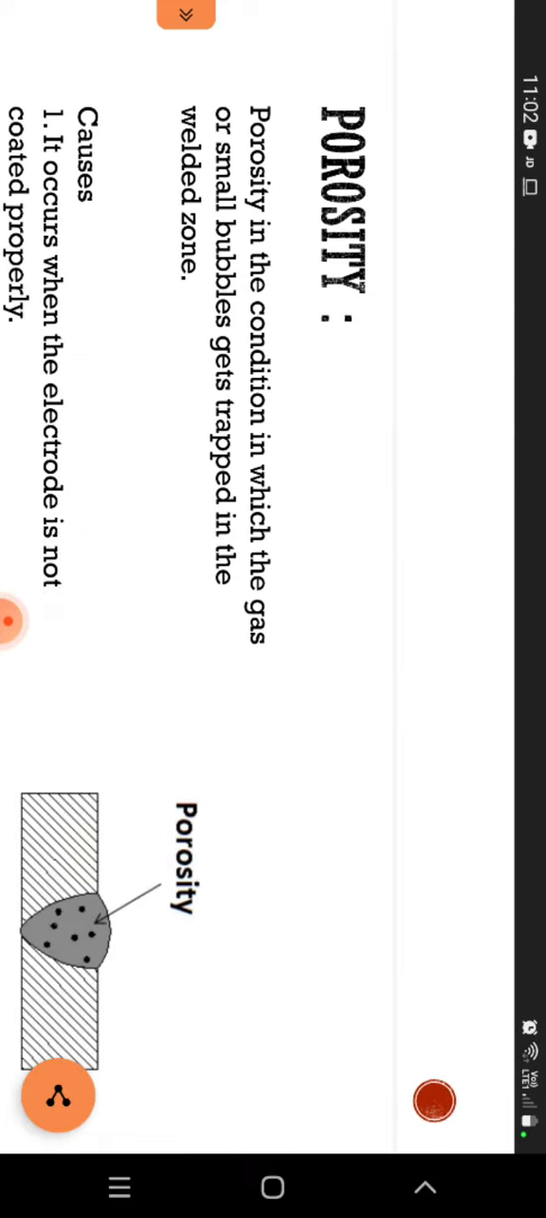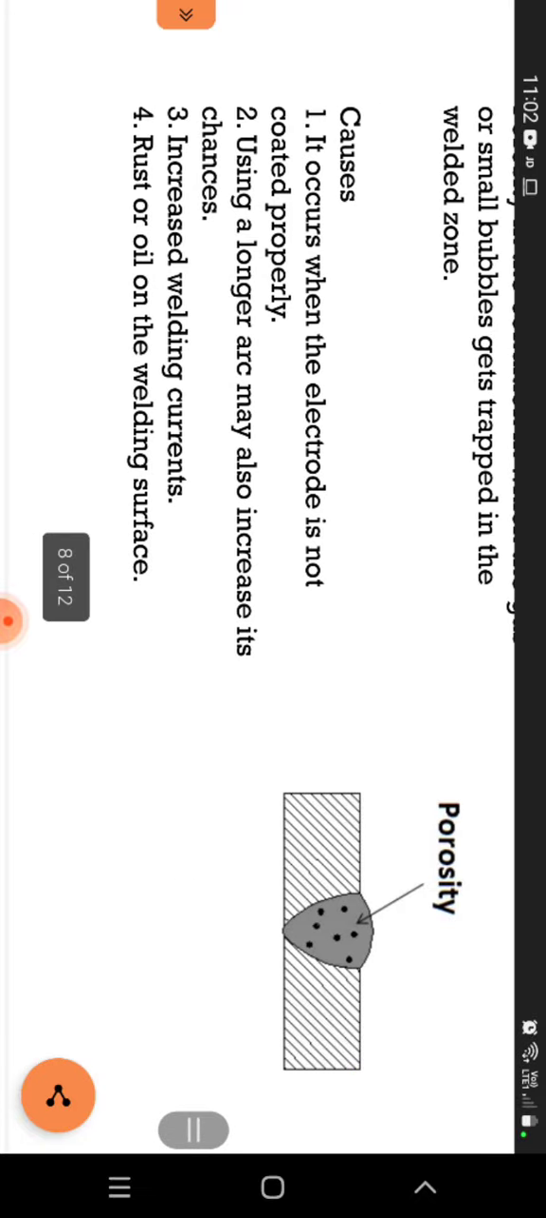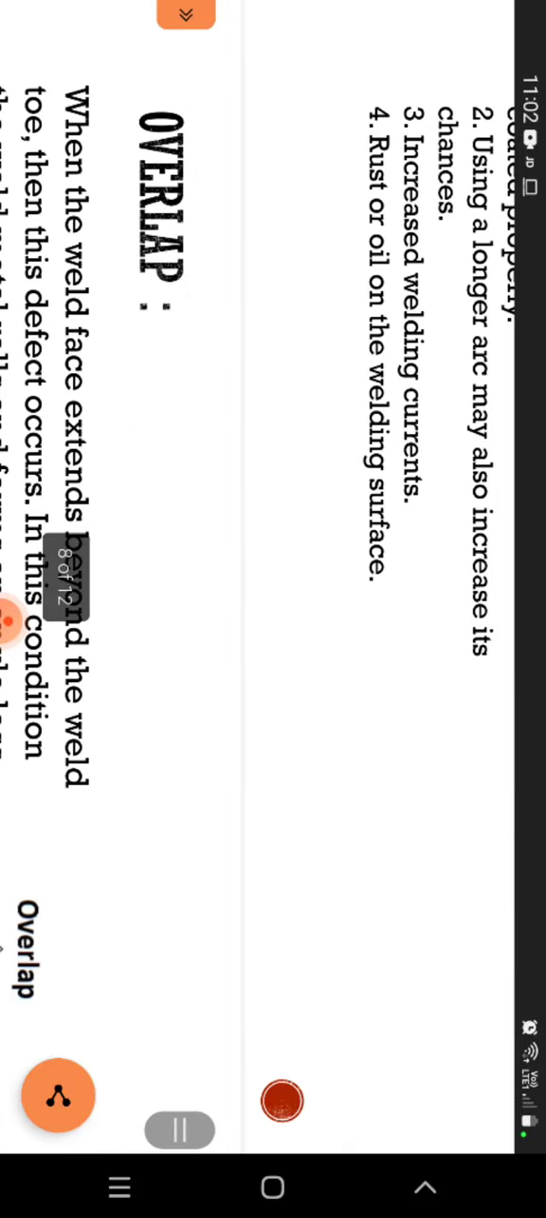Porosity is a condition in which gases or small bubbles get trapped in the weld zone. Causes: it occurs when the electrode is not coated properly. Using a longer arc may also increase its chances. And increased weld current and rust or oil on the welding surface.